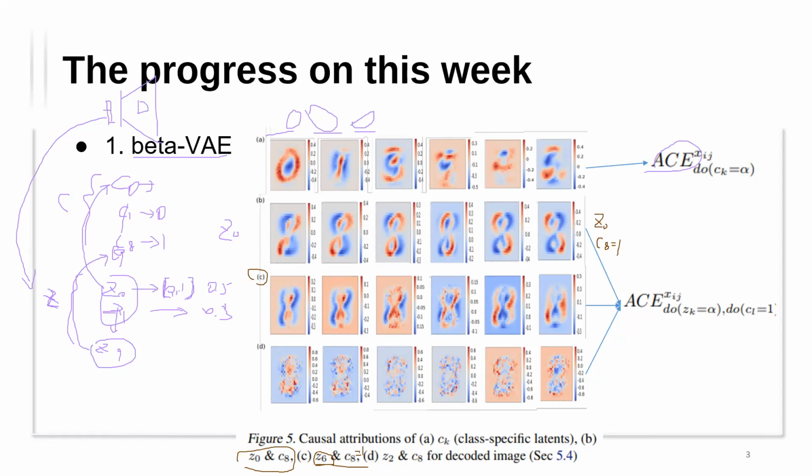Okay. So is it possible that all the Z dimensions can control the shape of V1?